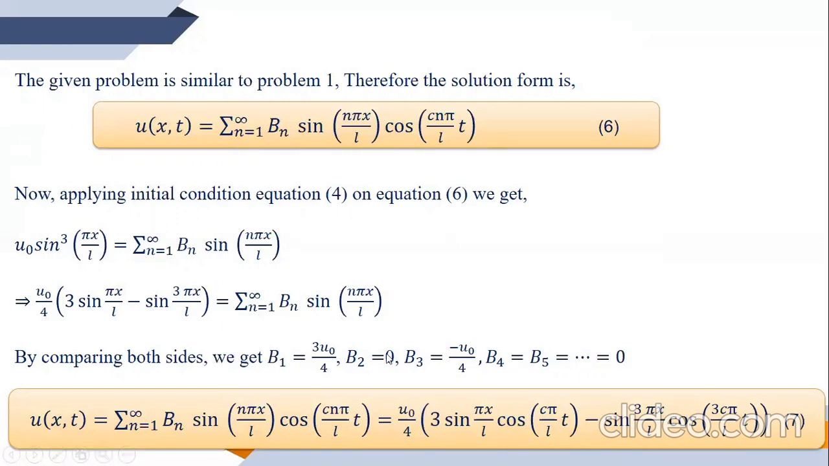So we put b1, b2, b3 and so on here, then we get u(x,t) is equal to u0 by 4 into 3 sin(pi x by L) into cos(c pi by L into t) minus sin(3 pi x by L) into cos(3c pi by L into t). So equation 7 is the solution of the given example.